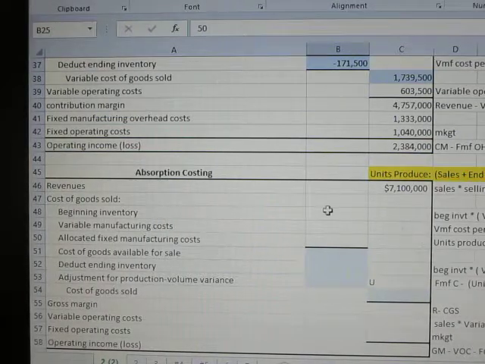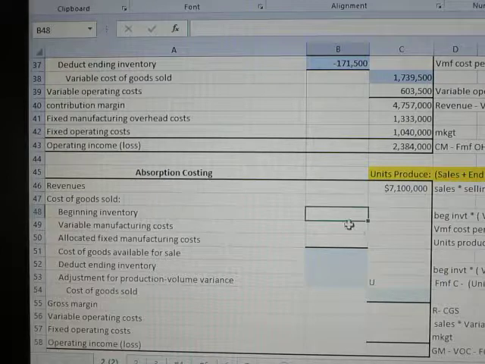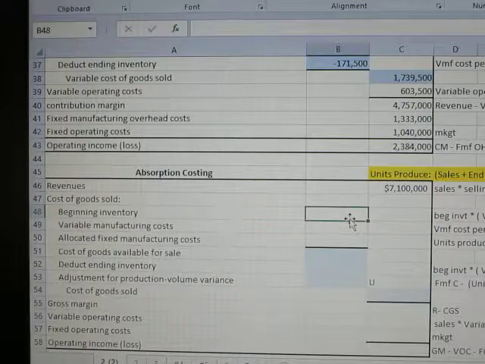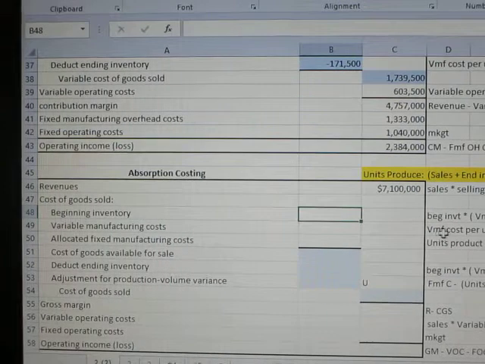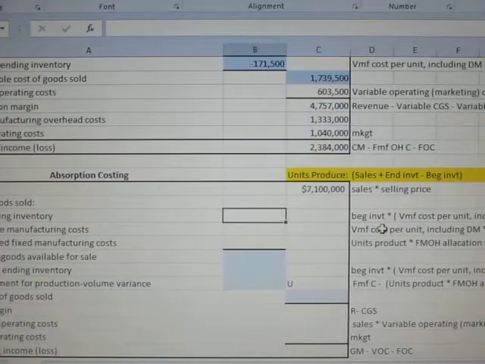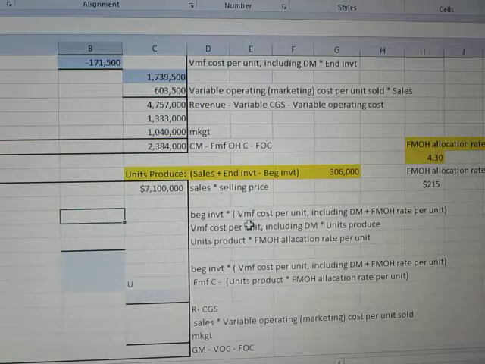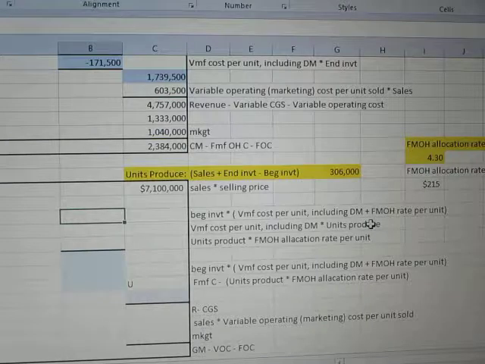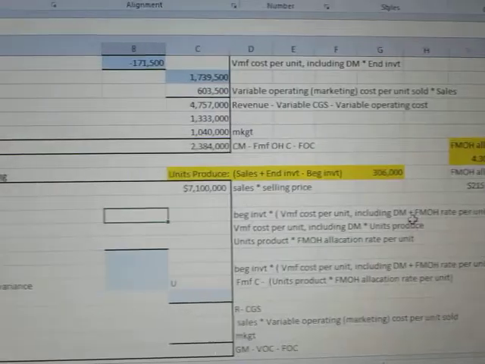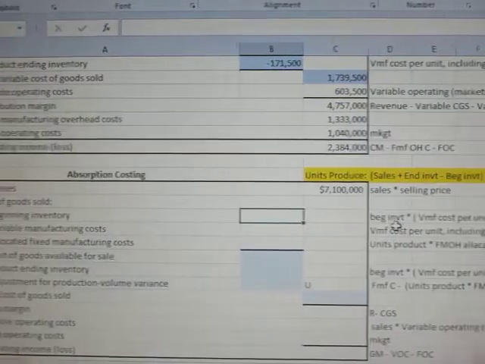Cost of goods sold, the beginning is a little bit different than the variable costing. So you take the beginning, I have the formula on the side. It's variable manufacturer cost per unit, including direct material, plus the fixed manufacturer overhead rate per unit, this amount right here. You add them together and then you times the beginning inventory.